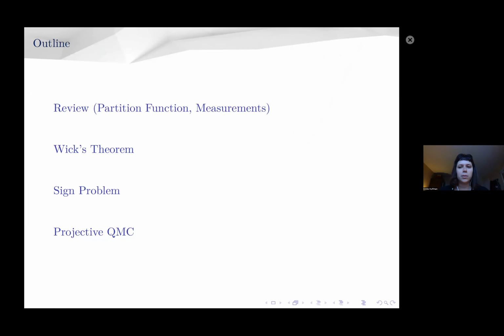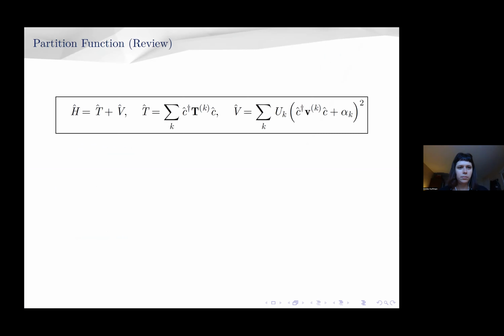Okay, so I'm going to pick up where we left off. I'm going to go ahead and review where we were at the end of yesterday. As a reminder, this is the fermionic Hamiltonian that we're working with, and it consists of the T term, which is the bilinear, and then the V term, which is the specific square form. And you can write it as a sum of these squares. And so anything that's a sum of these squares is going to be applicable.